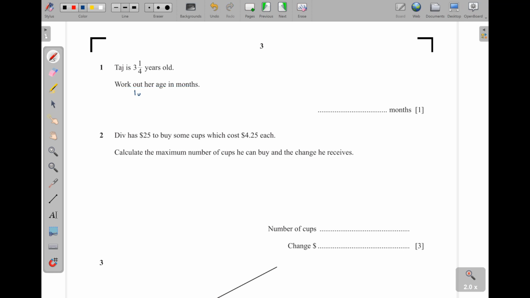You know that 1 year is equivalent to 12 months. We need to change this one to an improper fraction, so we shall say 4 times 3, that is 12, then plus 1, 13. So 13 over 4 years. So this one shall be equal to 13 over 4, then times 12. Of course, 4 goes here 3 times. So 13 times 3, that is 39. So the answer here becomes 39.